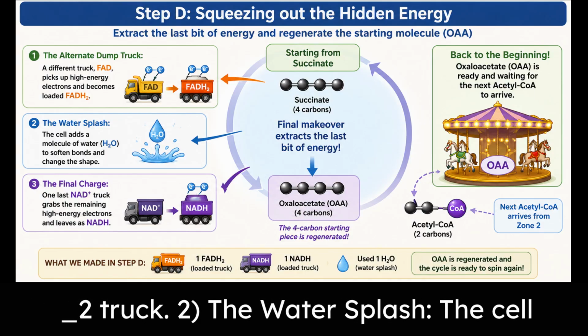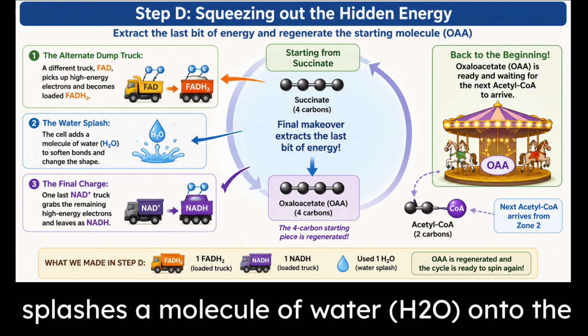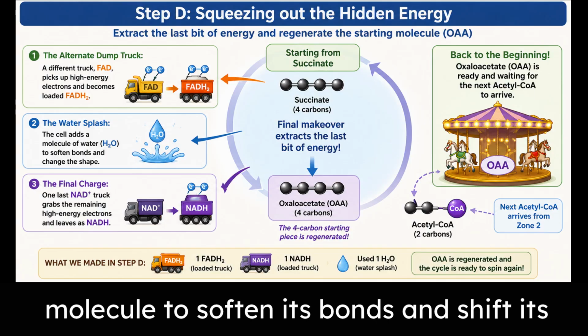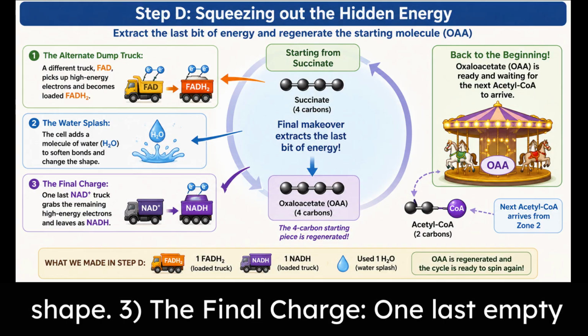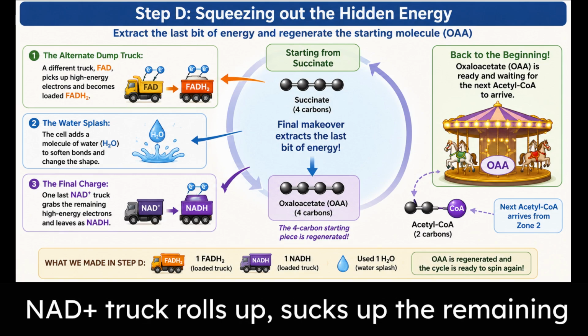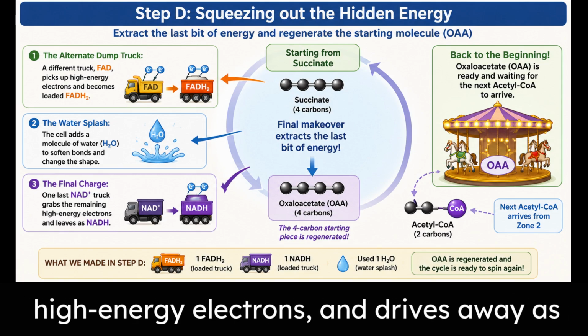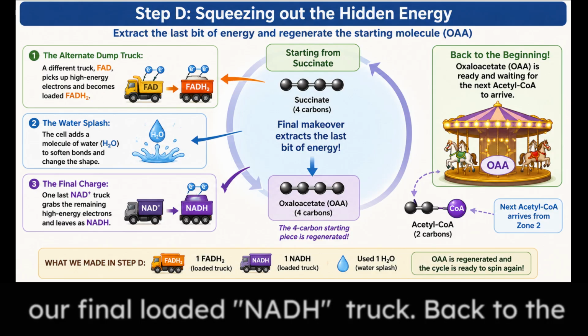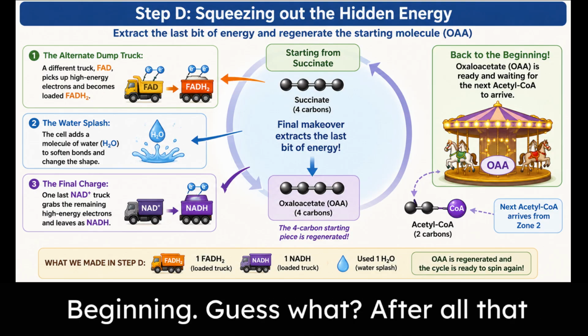2. The water splash. The cell splashes a molecule of water, H2O, onto the molecule to soften its bonds and shift its shape. 3. The final charge. One last empty NAD+ truck rolls up, sucks up the remaining high-energy electrons, and drives away as our final loaded NADH truck. Back to the beginning.